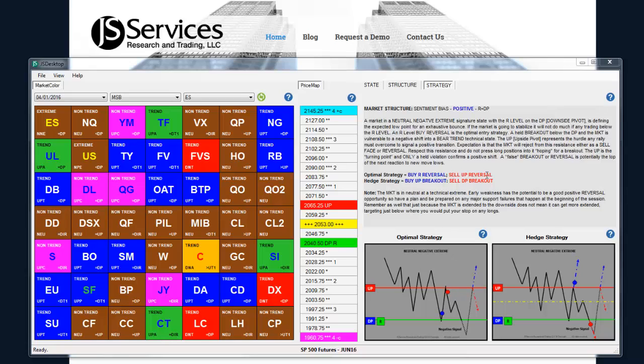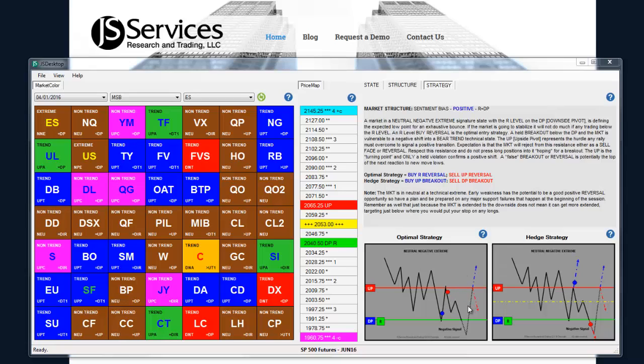Another optimal strategy is sell UP reversal, so if the market starts to rally higher and can't hold a breakout to the upside above the upside pivot or the top of this range, that would be another good strategy with the expectation the market's going to fall back into neutral.